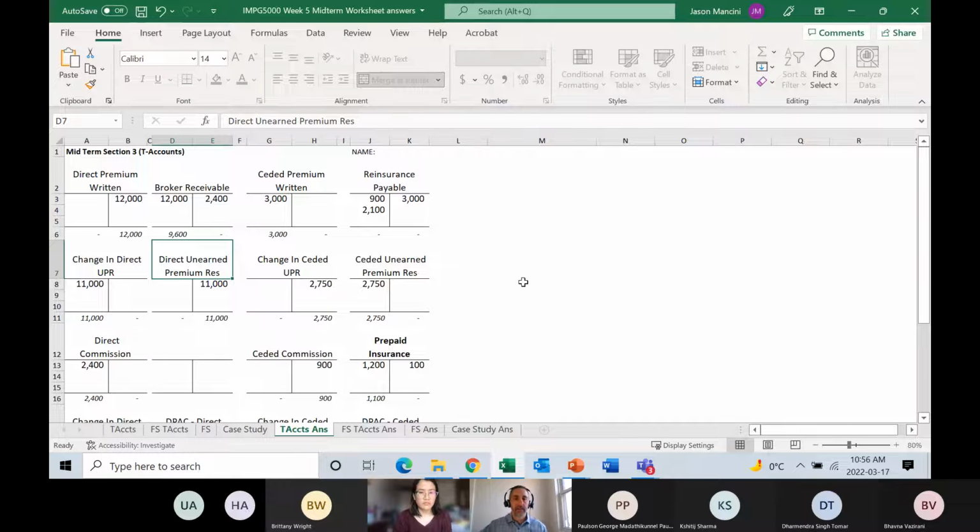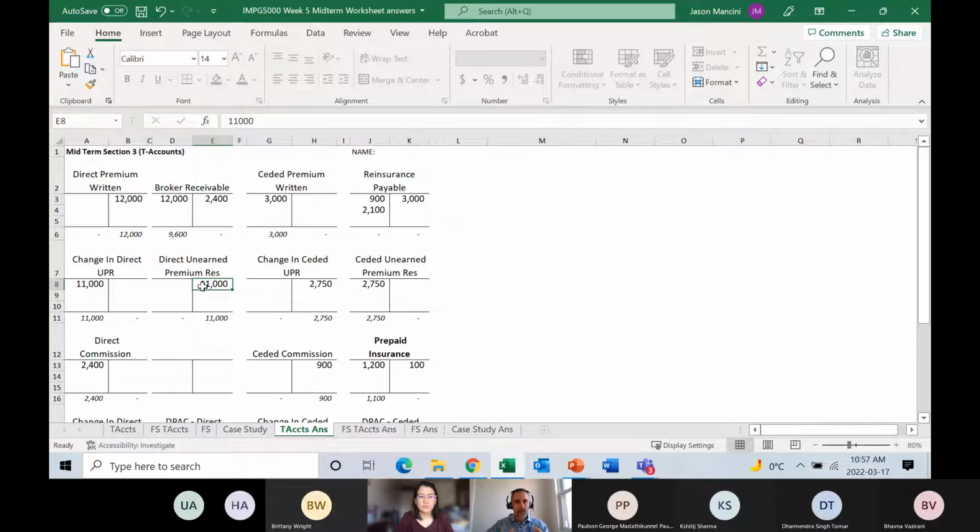So for the most part, the T accounts, I think everyone's getting it. They were done very well. I wasn't too specific on how the UPR was done. Some people did the UPR from the first transaction and did the $1,000 adjustment. Some people did the 12,000 and then the 11,000. So I gave full marks for that because I know it was a bit confusing because I was teaching that as soon as that written premium goes up, then you set up the unearned UPR.